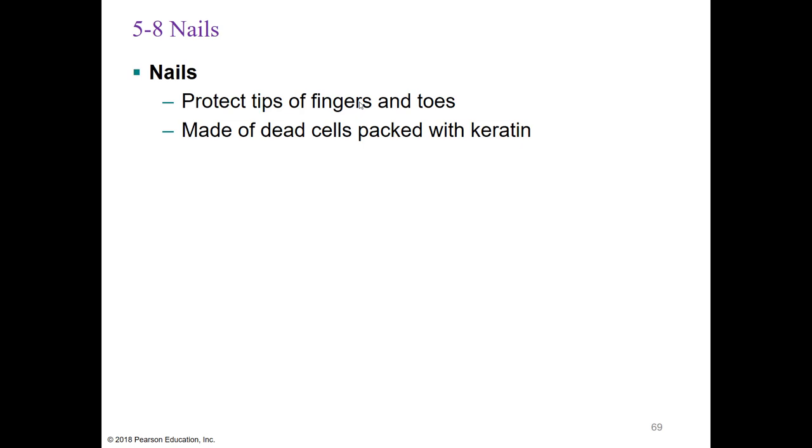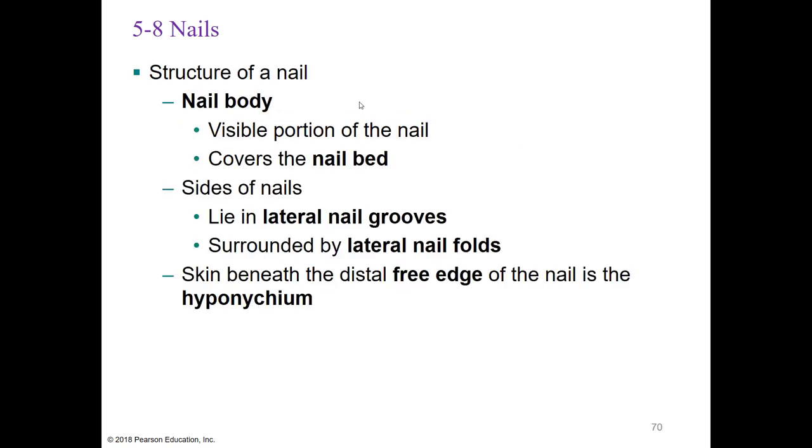So nails protect the tips of your fingers and toes, and they too are made of dead cells packed with keratin. The structure of a nail is the nail body, which is the visible portion of the nail that covers the nail bed. The sides of the nail lie in nail grooves and are surrounded by nail folds, and I'll show you a picture of that in just a second. The skin beneath the free edge of the nail is known as the hyponychium.